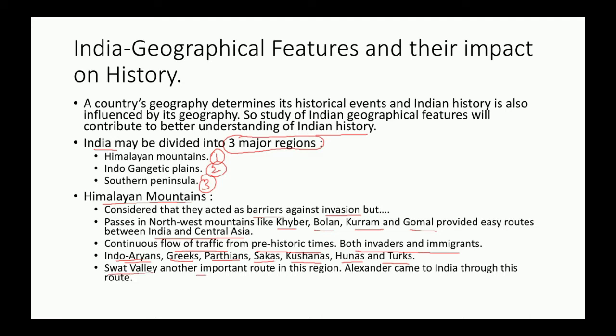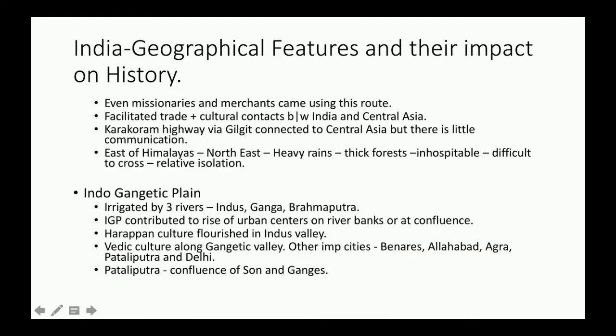Swat Valley is another important route in this region. Alexander the Great came to India using this route. Not only invading armies, missionaries and merchants also came to India using this route. So, these passes have facilitated trade and cultural contacts between India and Central Asia.